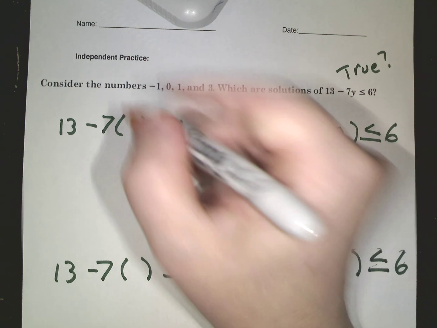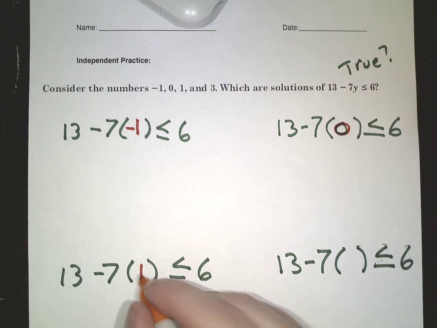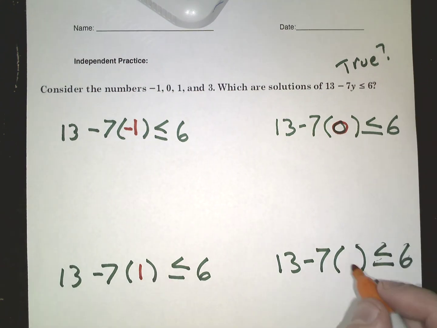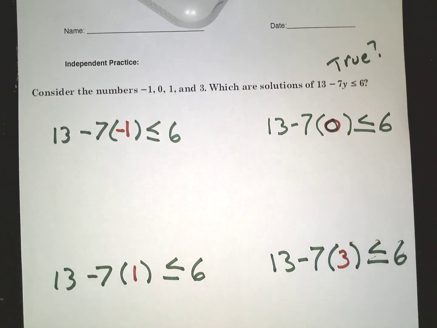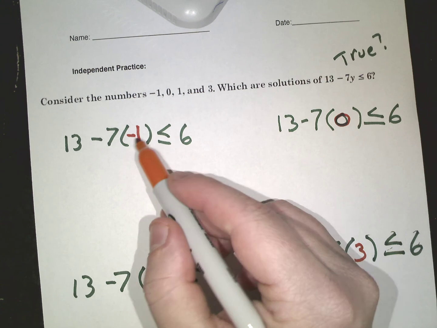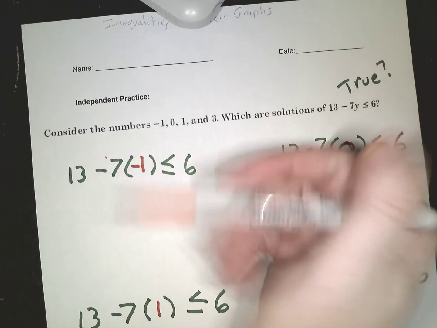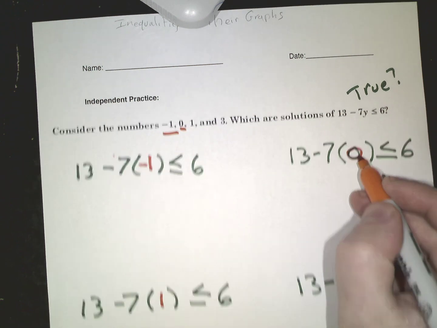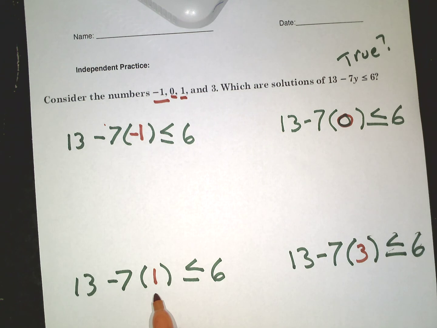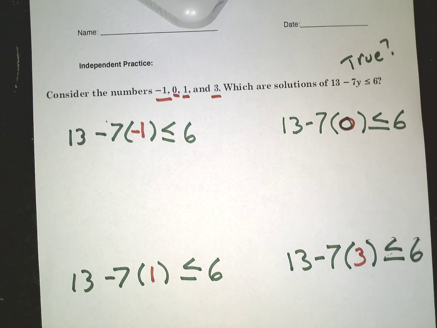Because the next thing I'm going to do is I'm going to put in numbers. And 3. So I did the same thing 4 times. The only difference is where the y was, I changed that number to the 4 possibilities they gave us. They gave us -1, they gave us 0, they gave us 1, and they gave us 3. So the quick question is, which one of these is true? Well, I'm going to find out.